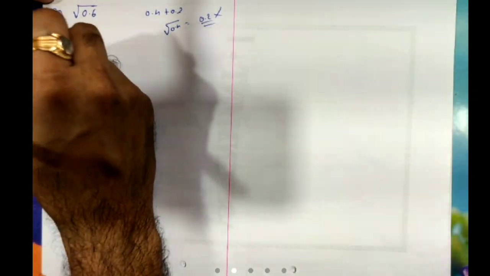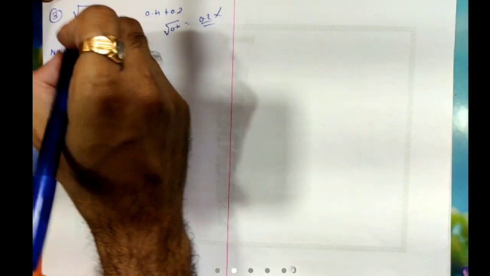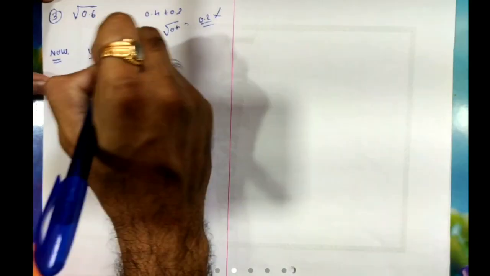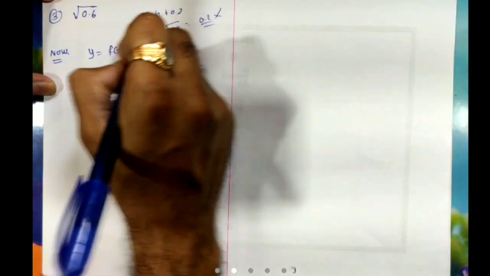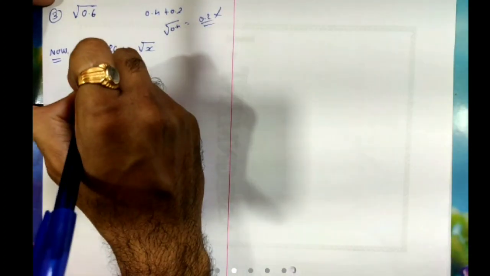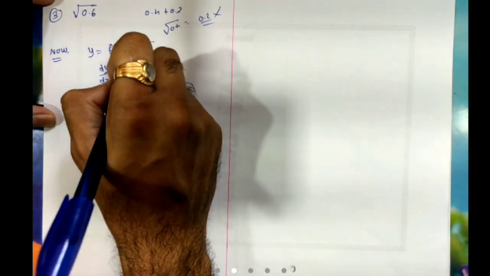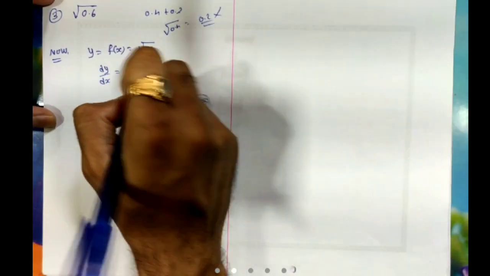So let's see how to do it. Now first step, you have to identify the function, which is square root type. So y equal to f of x is nothing but the square root of x. Again we require its differentiation. So dy by dx equal to 1 upon 2 root x.